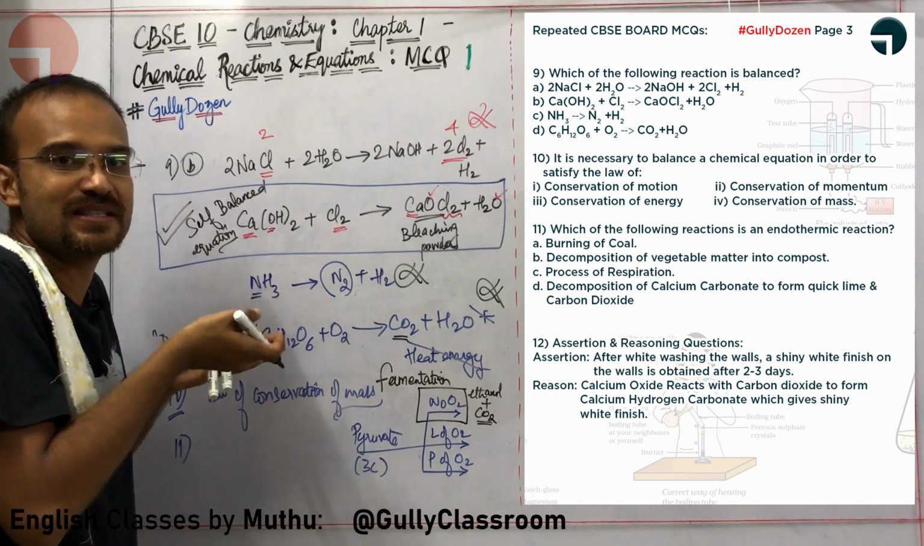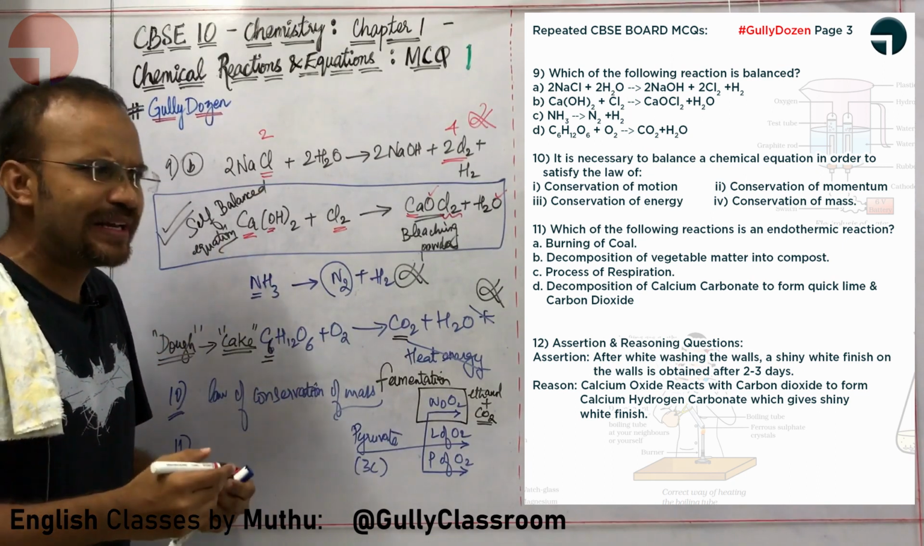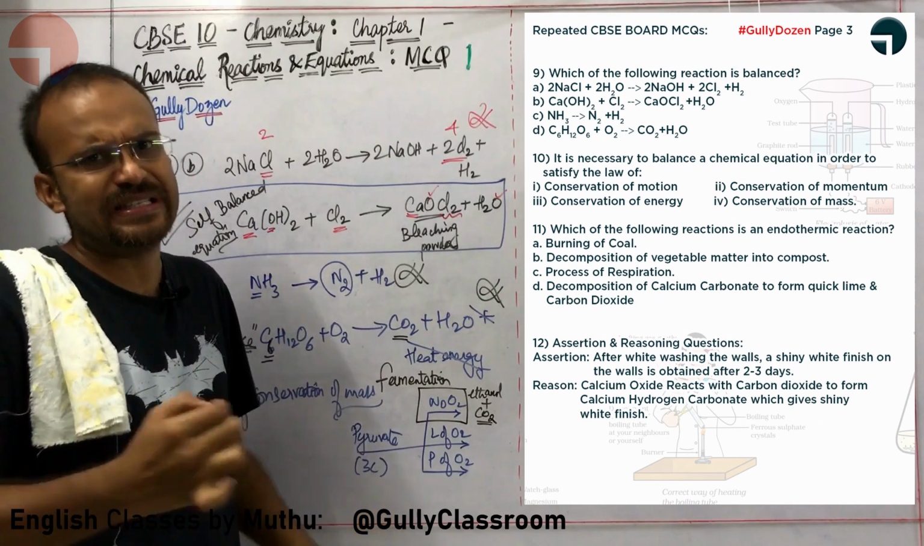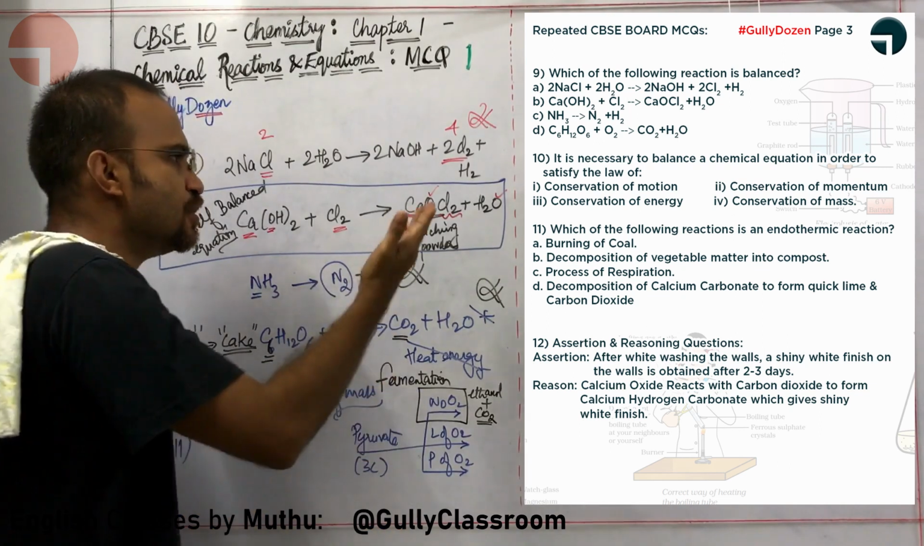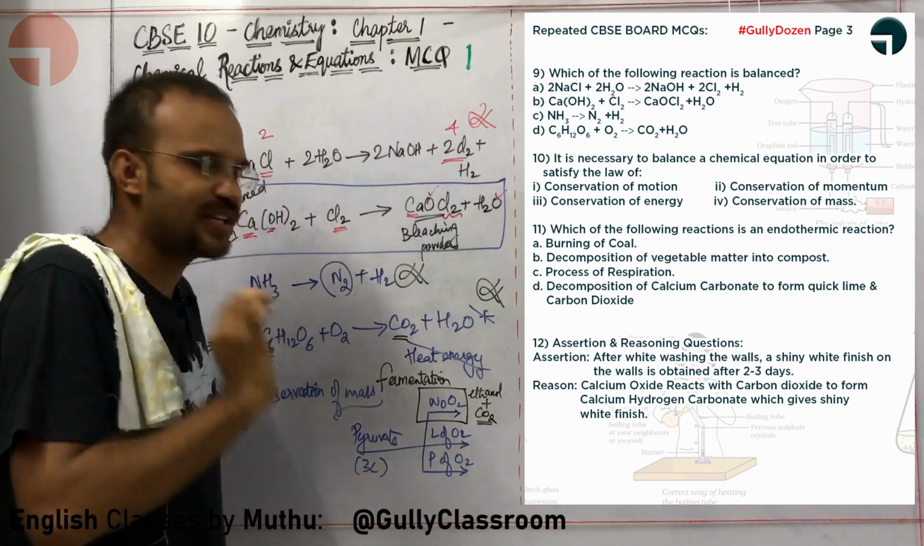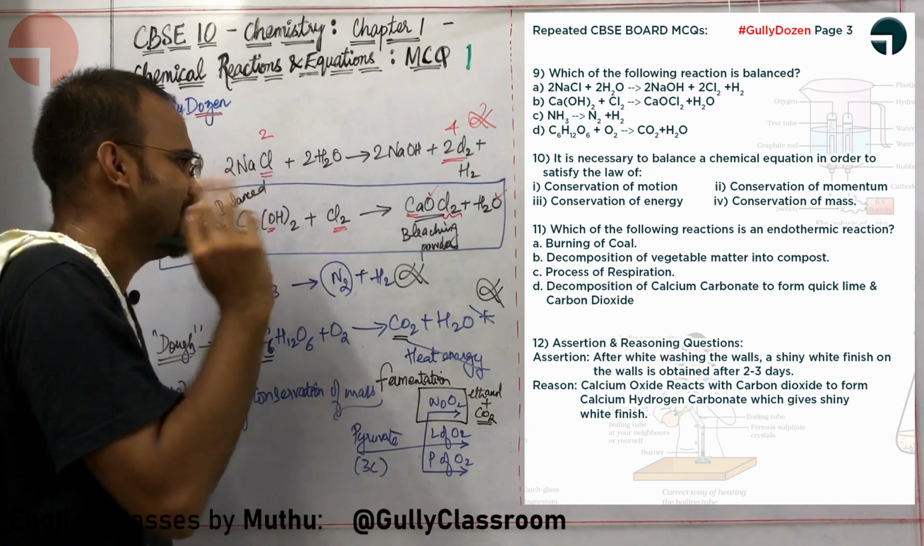It is exothermic. You are getting a cake hot out of the oven, so heat is being released. This reaction is exothermic. So decomposition of vegetable matter into compost, which is fermentation, is in fact a process where heat is released, exothermic. It is not the answer. Let us go for the next one.